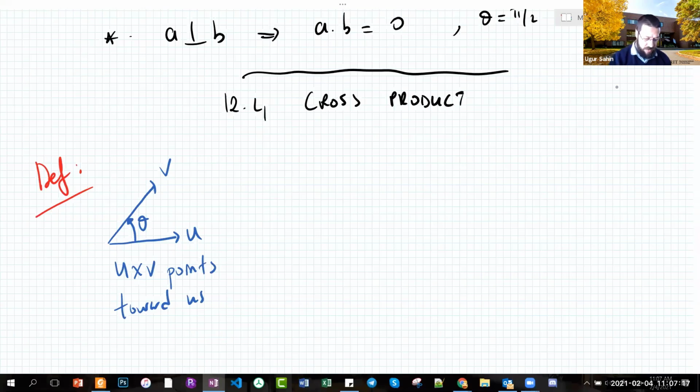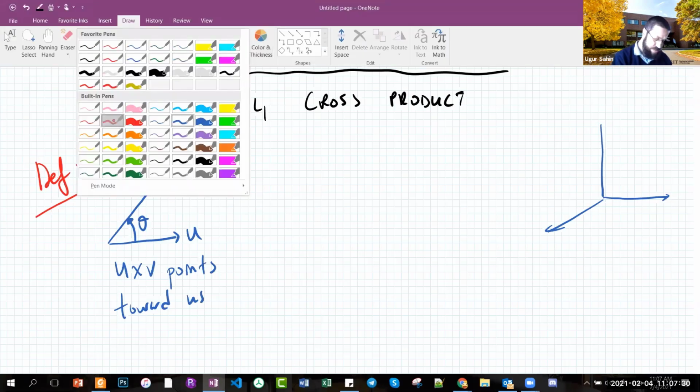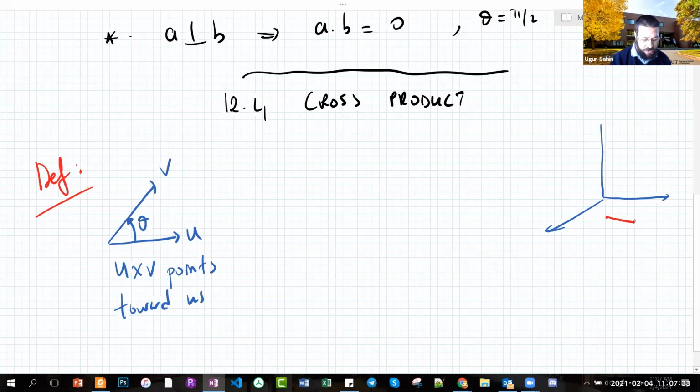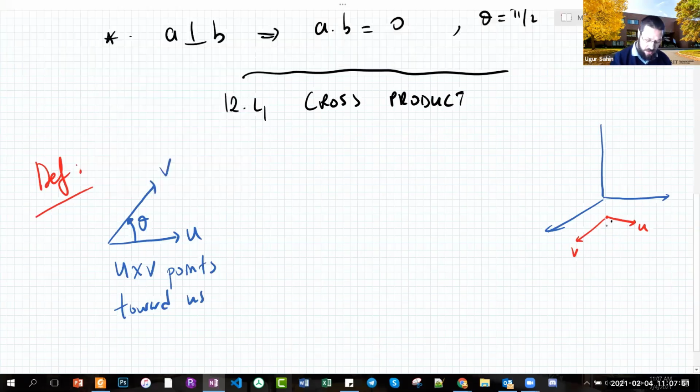If I show this in three dimensions, you can see it in this way, guys. Let's say I took U and V. I specifically chose them in the same plane. You don't need to choose them this way, but I show you what we mean by cross product. So this is the theta, with the right-hand rule.